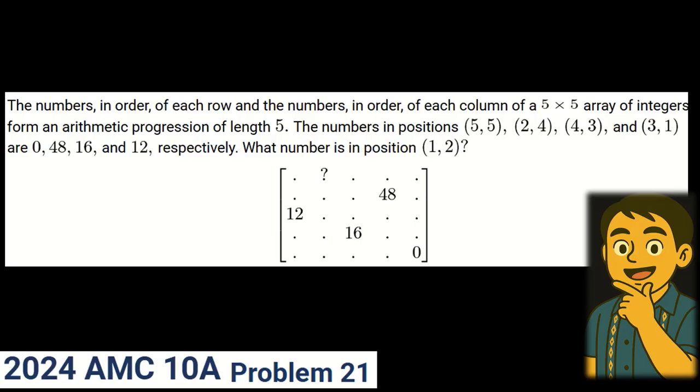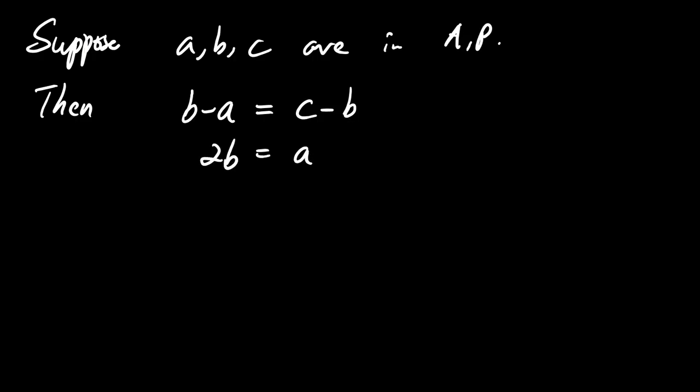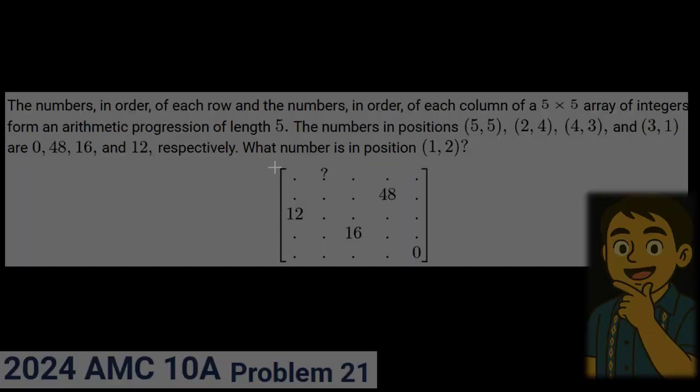The main idea for this problem is arithmetic progression. Let's recall the basics of arithmetic progression. Suppose A, B, C are in arithmetic progression, then the common difference is B minus A. Also, it is C minus B. This means that 2B equals A plus C. We will keep using this to solve our problem. So let's use this.